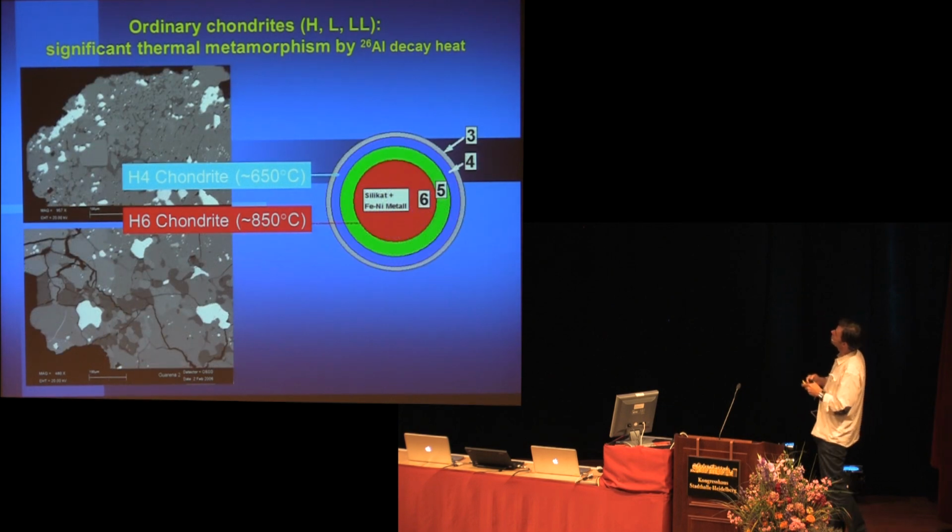So the effects on the texture are, these are much more coarse-grained by recrystallization processes, and these are much more fine-grained, and you can observe primary relic textures like chondrule boundaries, for example. Now the model is that these stem from the same parent body, while the H6 chondrites stem from the hot interior, which cooled very slowly. The type 4 chondrites stem from the outer layers, which stayed cooler, but also cooled faster.